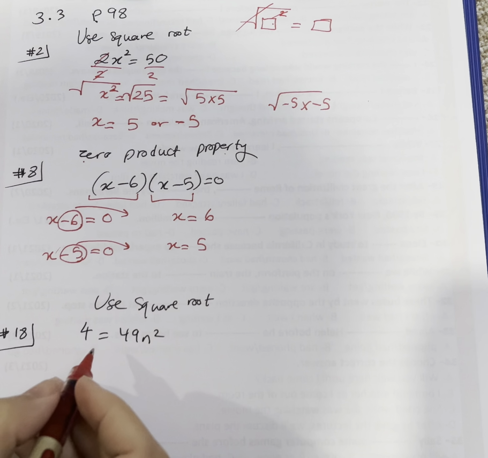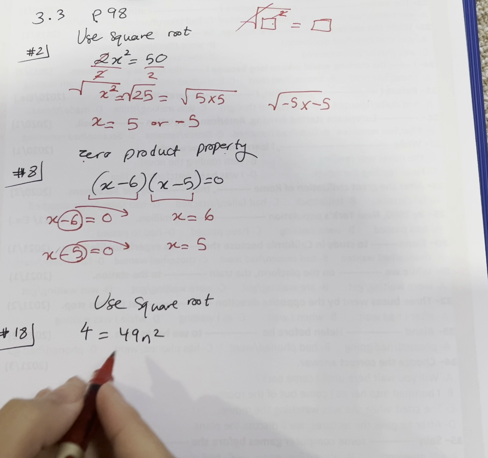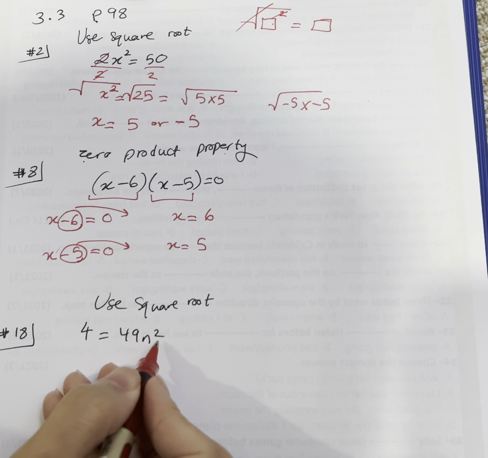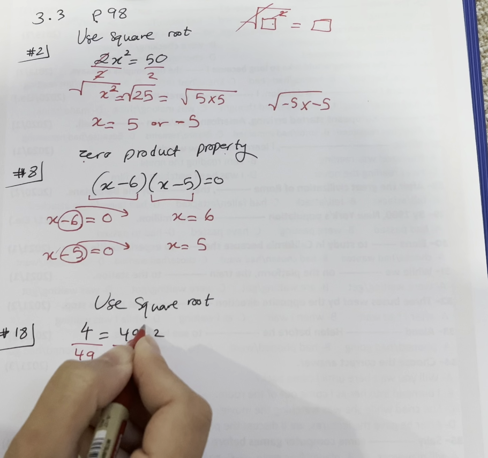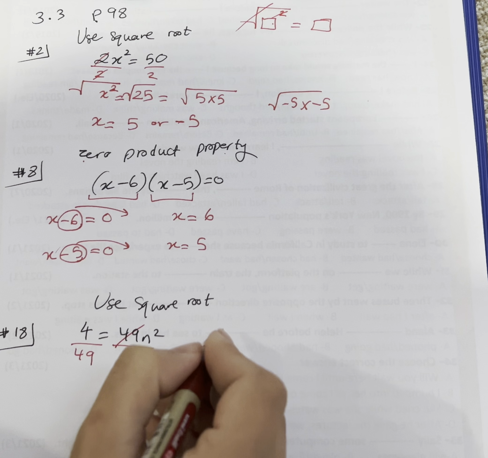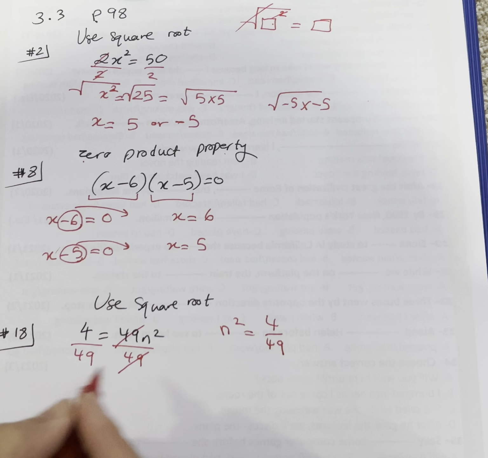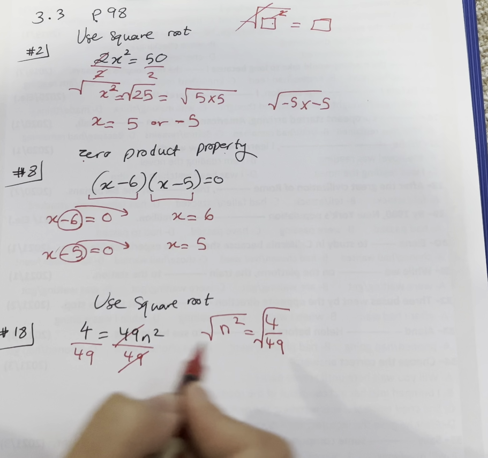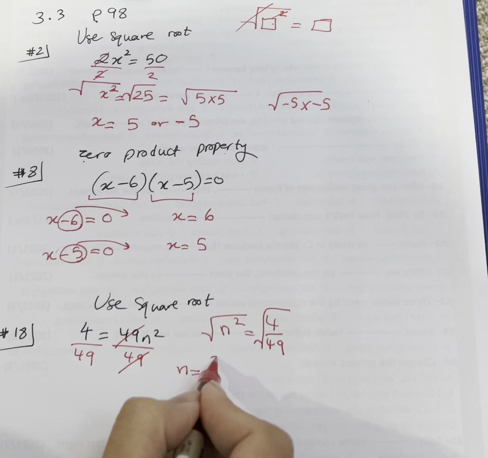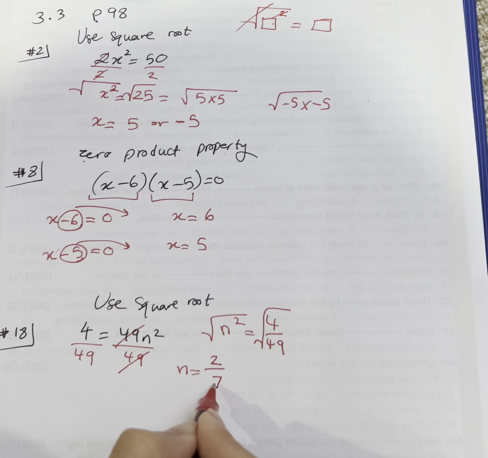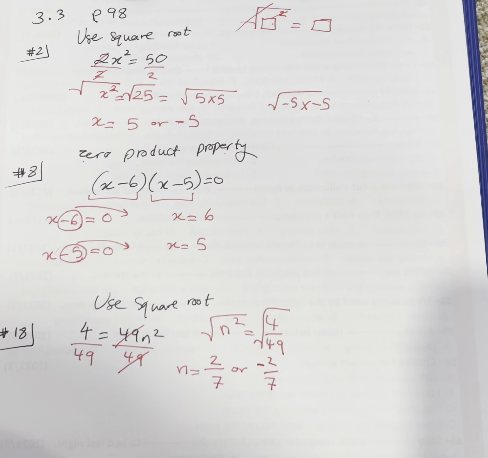The other question I have is using square root. So 4 equals 49 n squared. And here I want to find n, but this is n squared. What I'm going to do is that I divide by 49 because I have multiplication. So I'm going to do division. I will get n squared equals 4 over 49. I'm going to use square root because I want to find n. So n will be square root of 4 is 2, square root of 49 is 7, or I put one negative sign, negative 2 over 7.